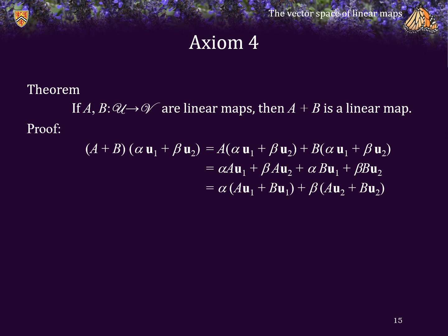Oh, but wait a second. A applied to U1 plus B applied to U1 is by definition A plus B applied to U1. So we can now rewrite it as follows. And therefore we notice that A plus B applied to a linear combination of vectors is equal to A plus B applied to each of the vectors in the same corresponding linear combination.